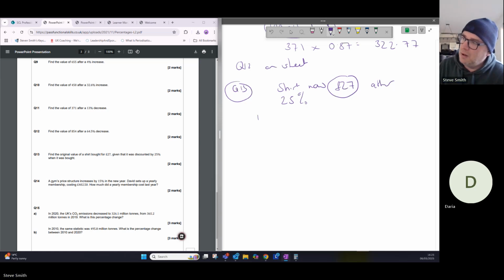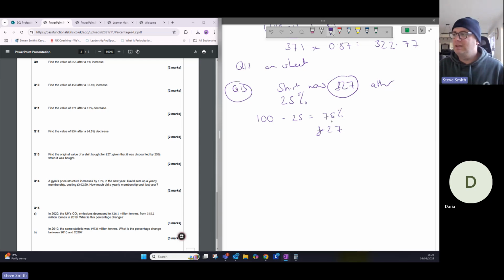So my 100% value, take away my 25% equals my 75%. So I know that that shirt is now representing, oh, I'm going to put percentage. So 75% is my value of my shirt. It's worth 75% of its original value.